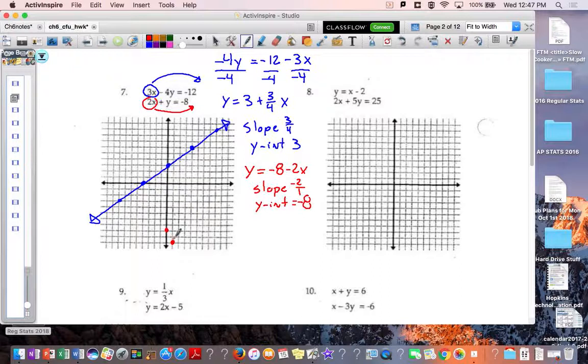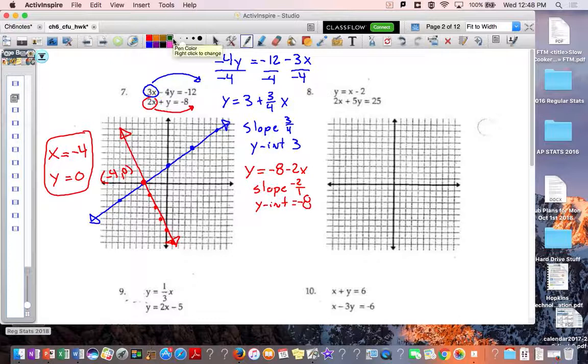Well, that's not going to help me much, so I got to go backwards. So up 2, but to the left 1, up 2 to the left 1. Right there is where they're intersecting. So where is that point located at? Negative 4, 0. So x is negative 4, y is 0. So again, I can check. If I go right here, 3 times negative 4 is negative 12 minus anything times 0, 0. That's negative 12. 2 times negative 4 is negative 8 plus 0, negative 8. My answers are correct.